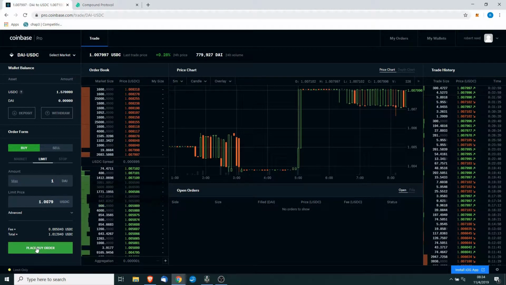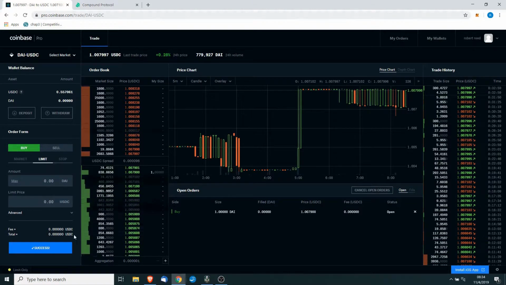Now what I want to do is place my buy order. This transaction is going to be placed in, and if the price dips down below this level, it's going to execute the trade for us.